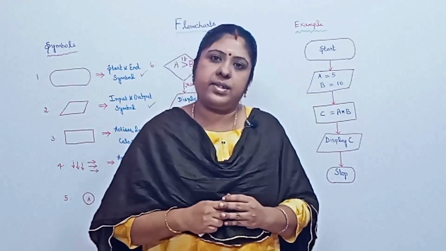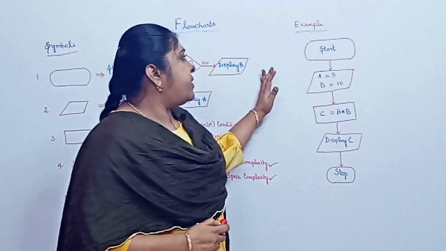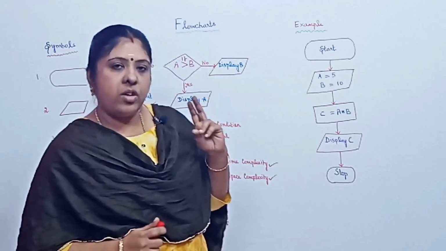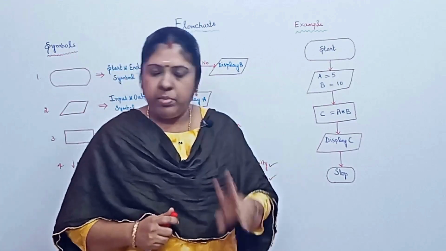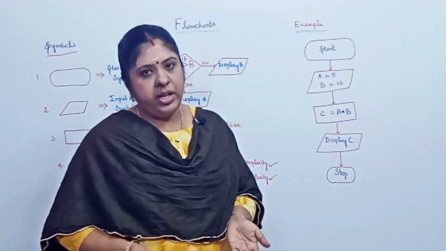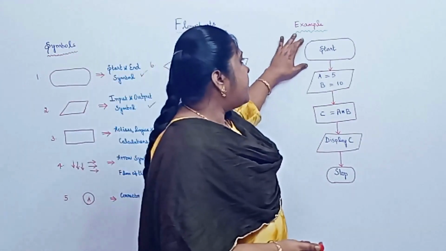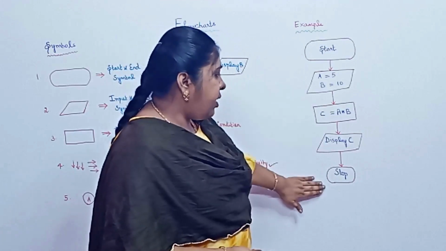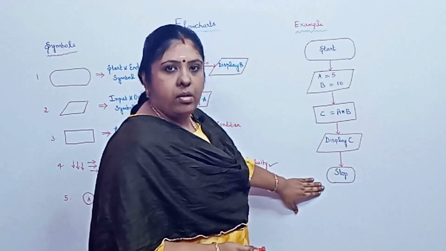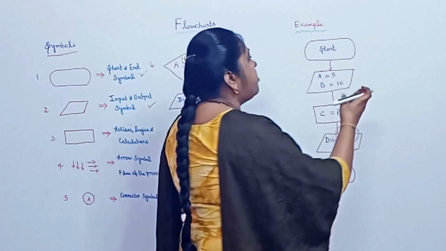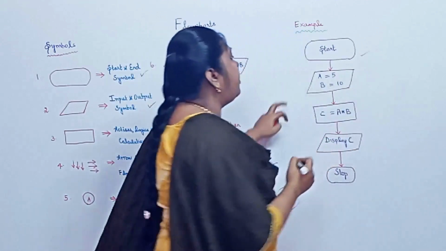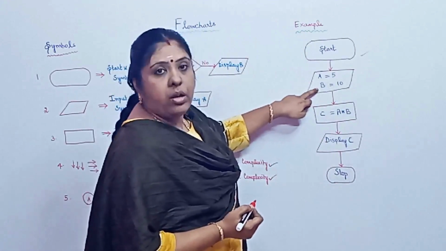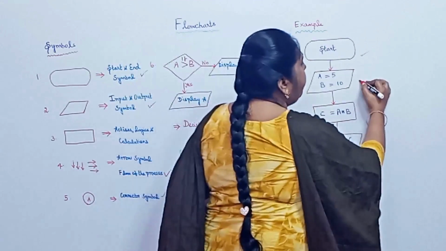Now consider this example, which is a simple multiplication with two inputs. We are going to multiply the two inputs and the result has to be displayed. It consists of a start symbol, which is an oval shape, similarly the stop symbol, which is also oval shaped, and then next comes the input symbol, that is parallelogram shaped, which has A equal to 5 and B equal to 10. This is the input symbol.